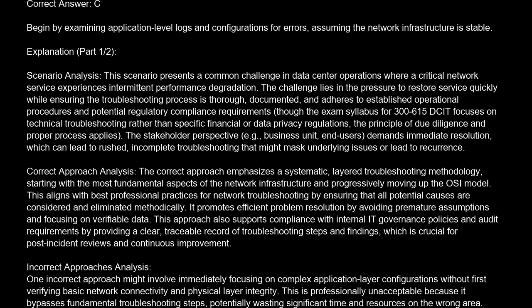The correct answer is C. Begin by examining application-level logs and configurations for errors, assuming the network infrastructure is stable.